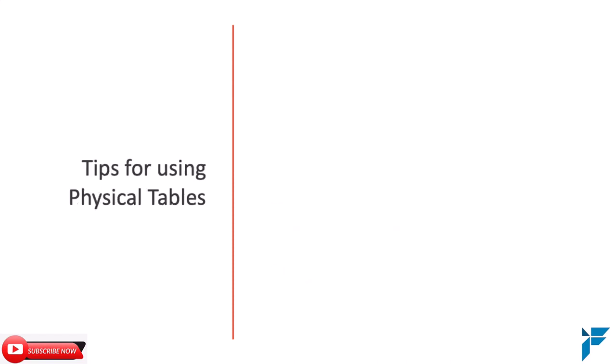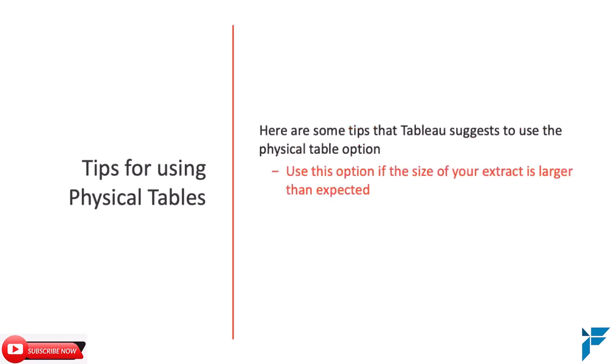If your data source meets the conditions outlined in the prior slide, here are some tips that Tableau suggests you use for the physical table option. Use this option if the size of your extract is larger than expected. To determine if the extract is larger than it should be, the sum of the rows in the extract using the logical table option must be higher than the sum of rows of all combined tables before the extract has been created. If you find this to be your scenario, try using the physical tables option instead.